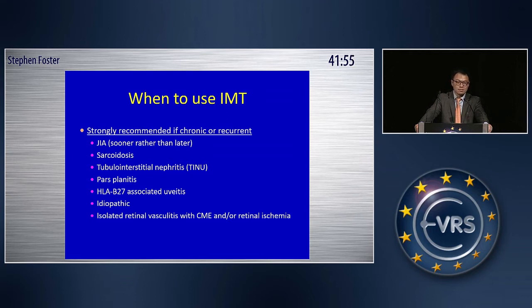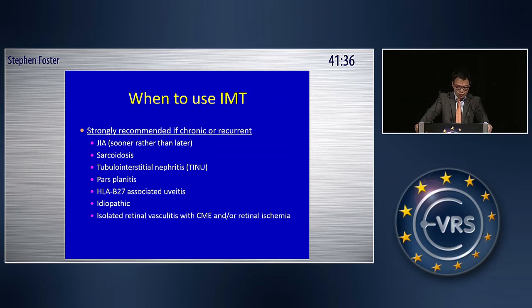TINU oftentimes is self-limited. You treat them with a course of prednisone, they get better. But there are a lot of times where the interstitial nephritis got better, but the uveitis keeps on coming back, and you still treat those patients with immunosuppressive. So the nephrologist may not want to do it, but you need to do it for the sake of the eye.